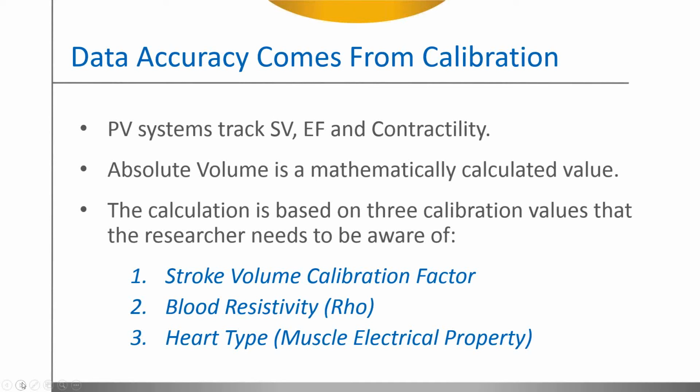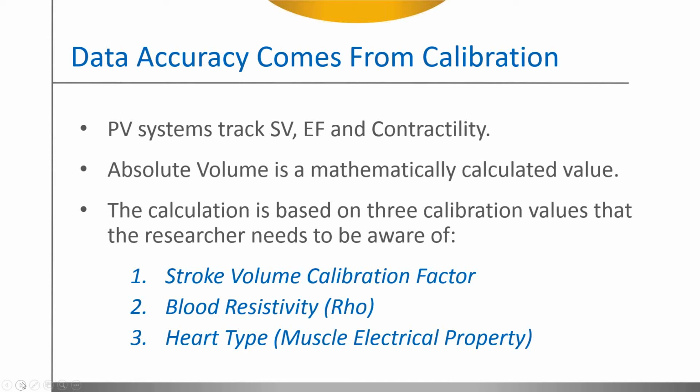So due diligence and calibration is what's going to provide you with accurate data. While the pressure signal in PV studies is a calibrated signal as an output, the volume signal, whether it be a bonds or an admittance signal, is going to be a calculated value that will require the input of calibration parameters from the researcher.